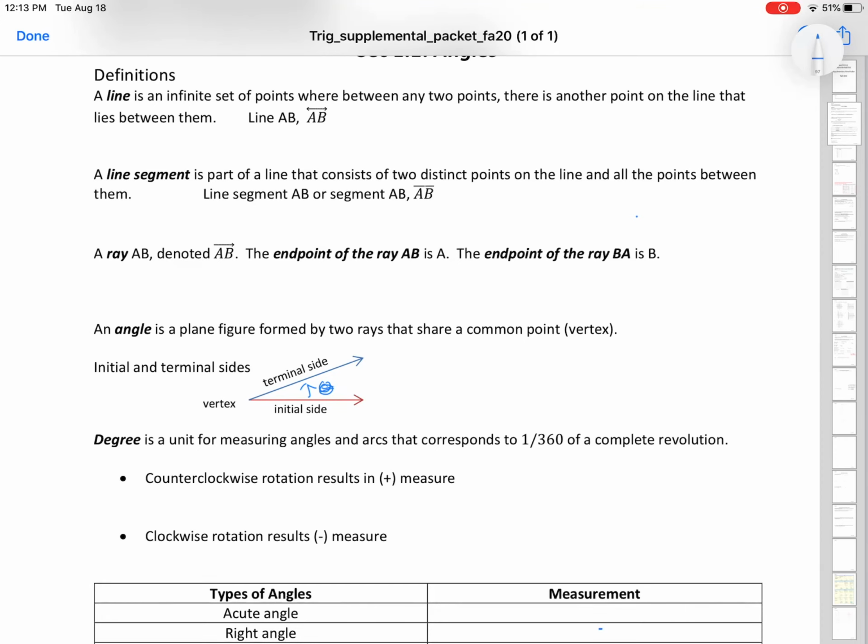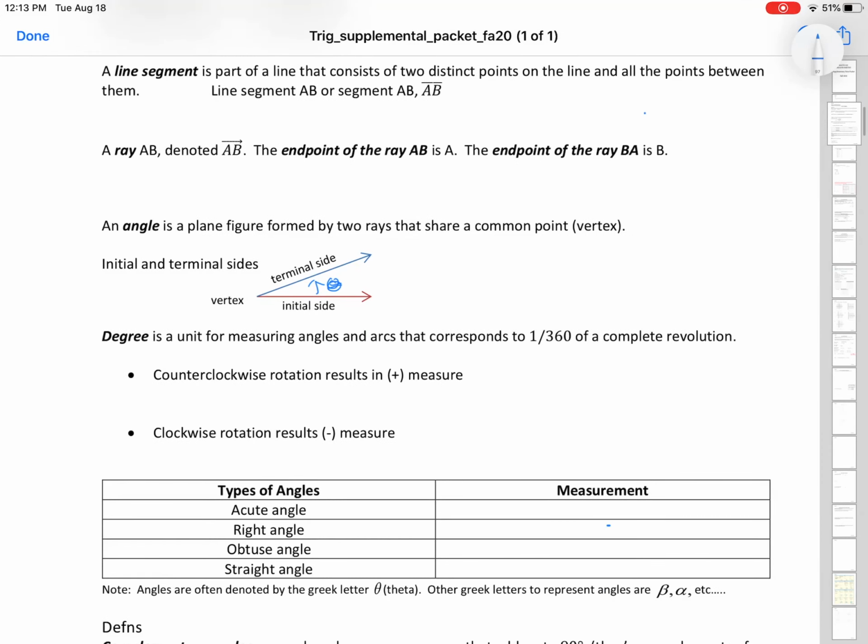And so what I just talked about is actually written here. Counterclockwise rotation results in a positive measure. Clockwise results in a negative. But it's important to know that a degree is kind of arbitrarily set to be 1/360th of a full rotation. I think we all walk into this class knowing that 360 degrees is a full rotation. 180 degrees would be a half rotation. We have some of these ideas in mind.